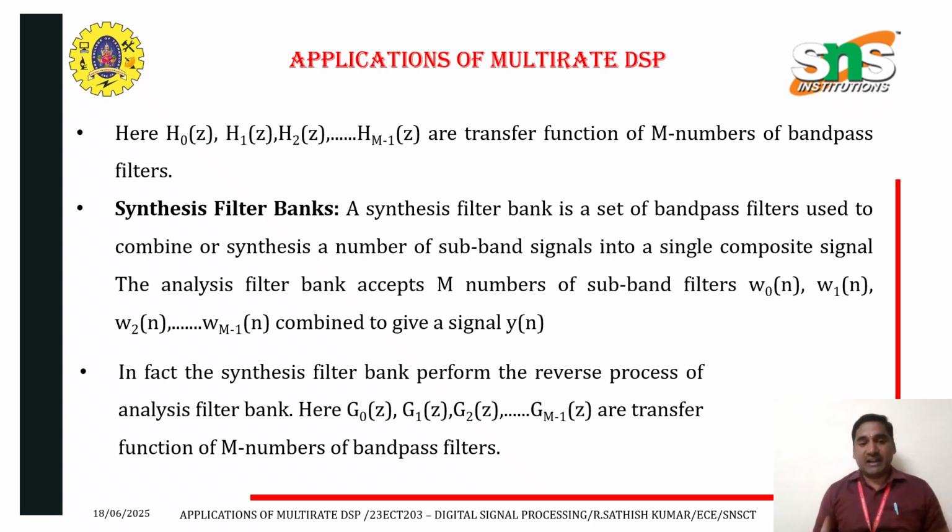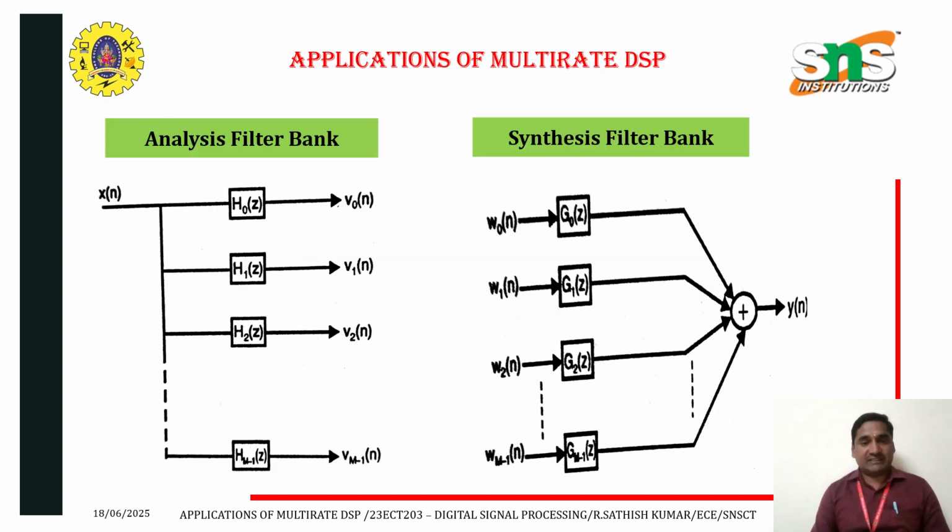The analysis filter bank accepts the M number of subbands W0[n] to W(M-1)[n], combined to give a signal Y[n]. So, a synthesis filter bank performs the reverse process of the analysis filter bank. G0(z) to G(M-1)(z) are the transfer functions of M bandpass filters. This is the analysis filter bank.